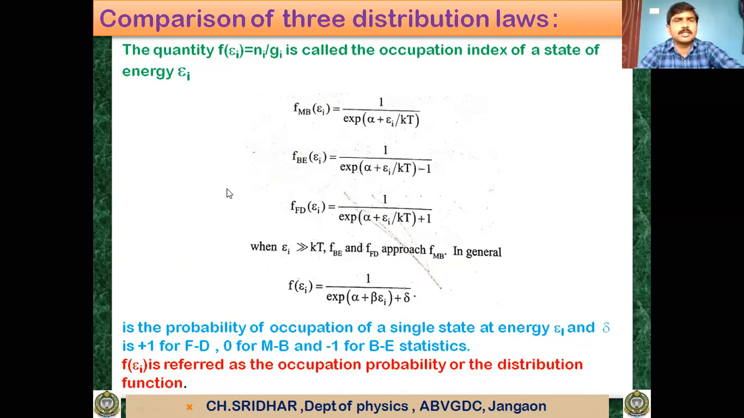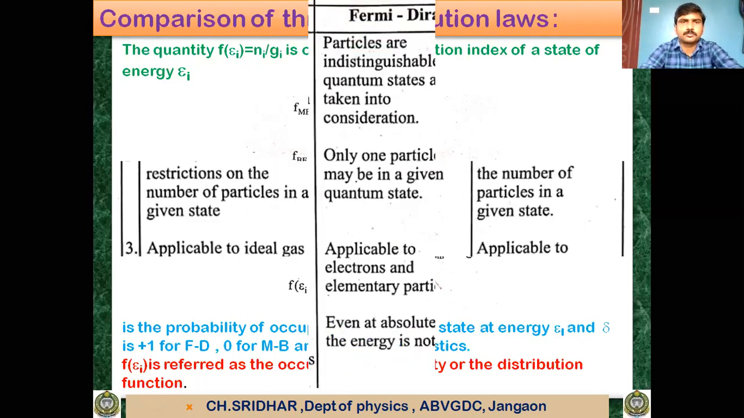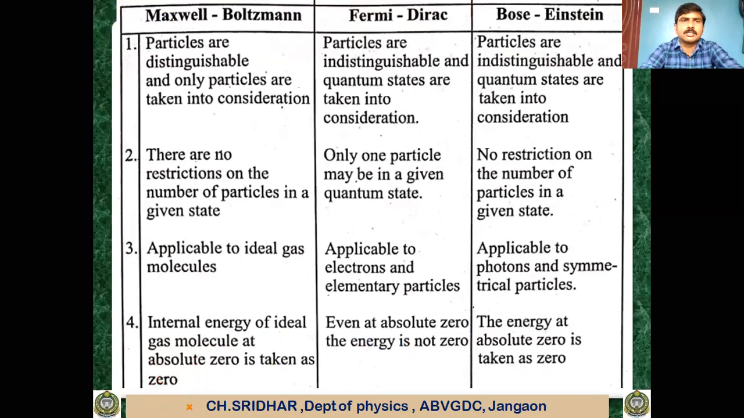So this is how we can express the three distribution laws with one equation, which is given by f of epsilon i is equal to 1 by exponential of alpha plus beta epsilon i, plus delta, where delta is equal to 0 for the MB case, -1 for the BE case, and +1 for the Fermi-Dirac case. So this is how we can compare the three distribution laws: Maxwell-Boltzmann, Fermi-Dirac, and Bose-Einstein.